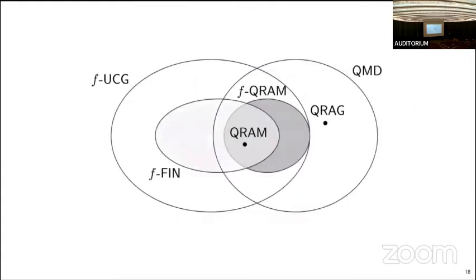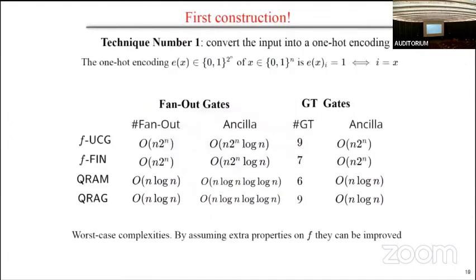So if you want to see another picture of how all these gates, these classes, intercalate, I put it here. There are some classes here, these quantum memory devices and FQRAM, which we define in our paper, but I'm not going to talk about it. But as you can see, FUCG is a very broad class that encompasses F-fanout and also QRAM, but not all gates. For example, QRAG is not part of FUCG.